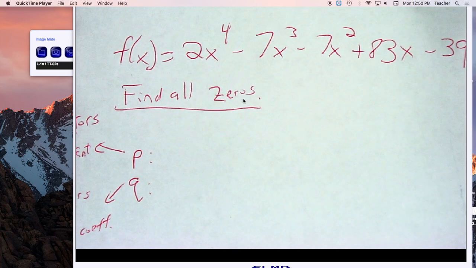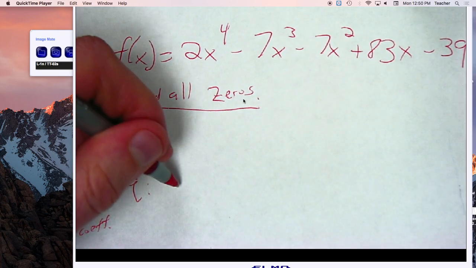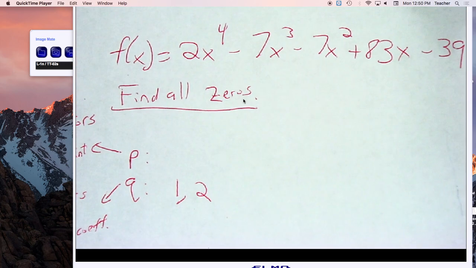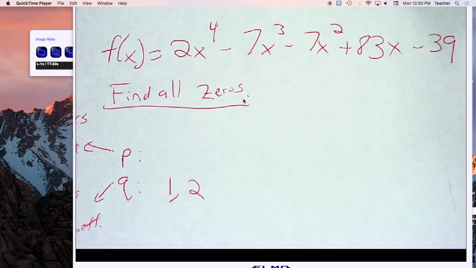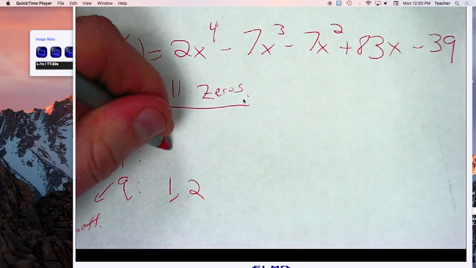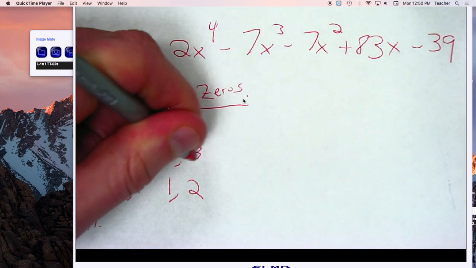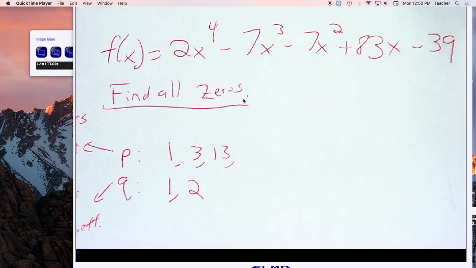And so in this case, the lead coefficient is pretty easy. It's 2, and so there are only 2 factors. Don't forget the 1. 2 is a factor also, of course. 39, not too big of a list. Basically 3 and 13 go into it, and then of course 1 and 39.